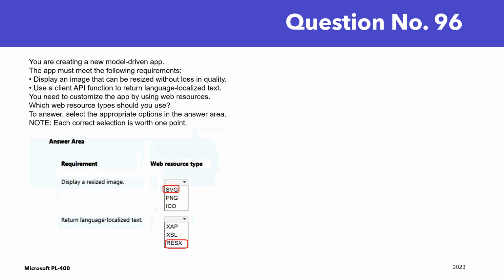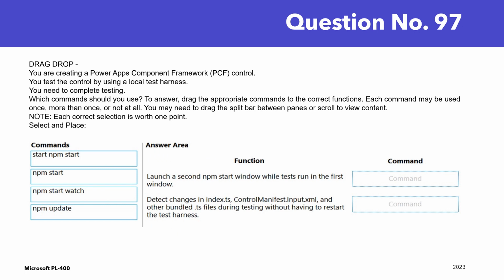You are creating a PowerApps component framework, PCF, control. You test the control by using a local test harness. You need to complete testing. Which commands should you use? To answer, drag the appropriate commands to the correct functions. Each command may be used once, more than once, or not at all. You may need to drag the split bar between panes or scroll to view content.